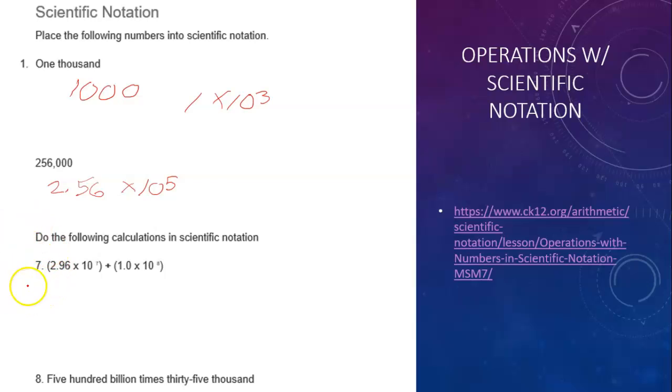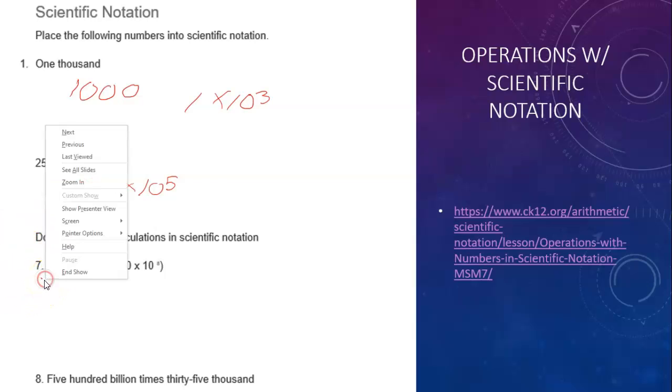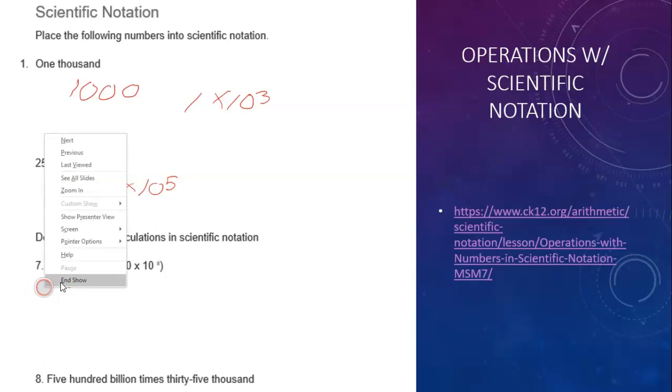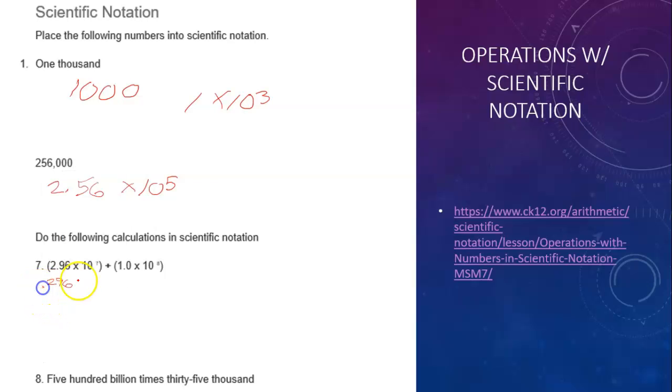So we were going to convert this number to 0.296 times 10 to the 8 and 1.0 times 10 to the 8th. And that would then give us, if I add those together, 1.296 times 10 to the 8th.